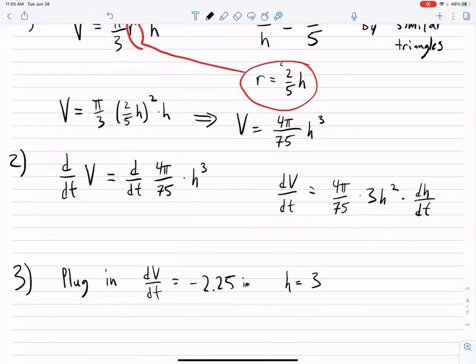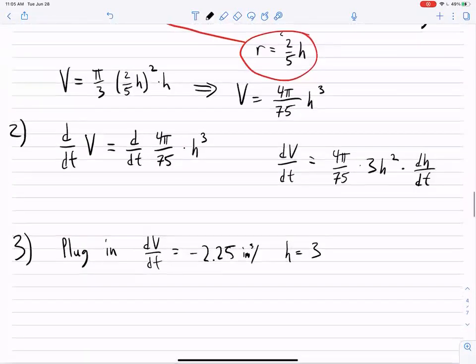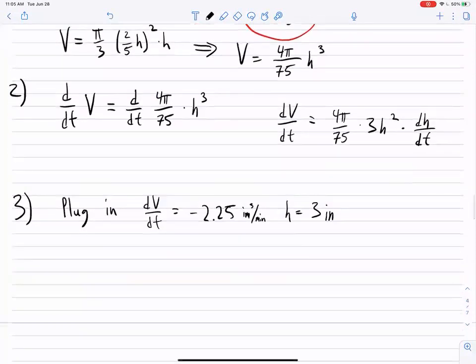So this is inches cubed per minute. What are we in? Inches cubed per minute, and h equals 3 inches. So plug in those things, and what do we get? We get negative 2.25 equals 4 pi, and then timesing by 3 gives us 25.